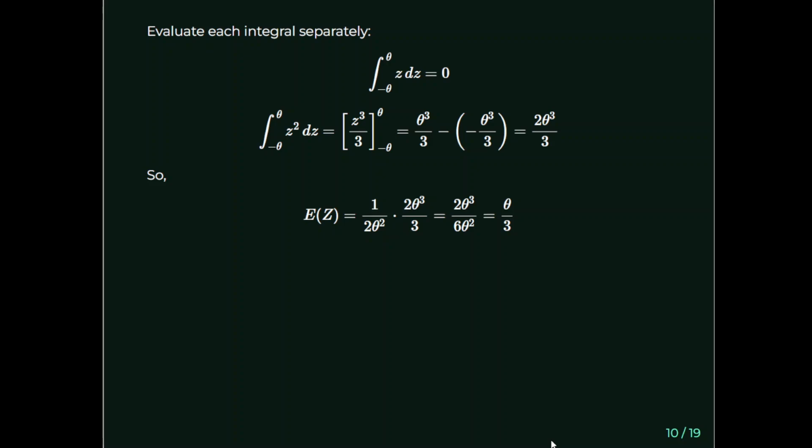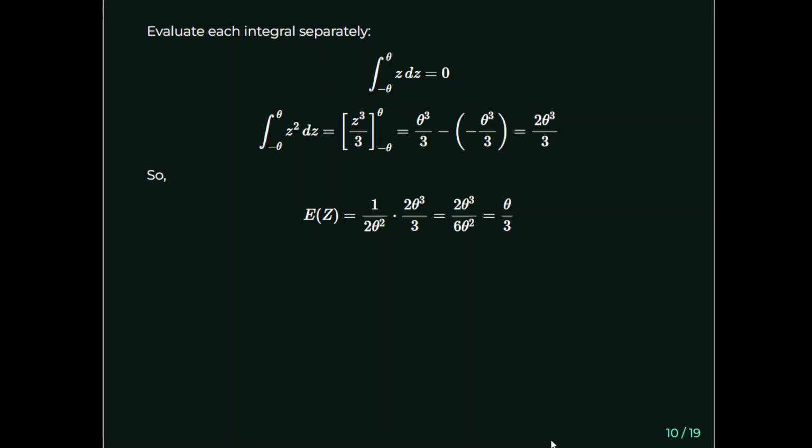So the integral of z squared dz when evaluated from minus theta to theta is z cubed divided by 3, evaluated from minus theta to theta. So that's theta cubed divided by 3 minus minus theta cubed divided by 3, which is 2 theta cubed divided by 3. So the expected value of z is 1 divided by 2 theta squared.